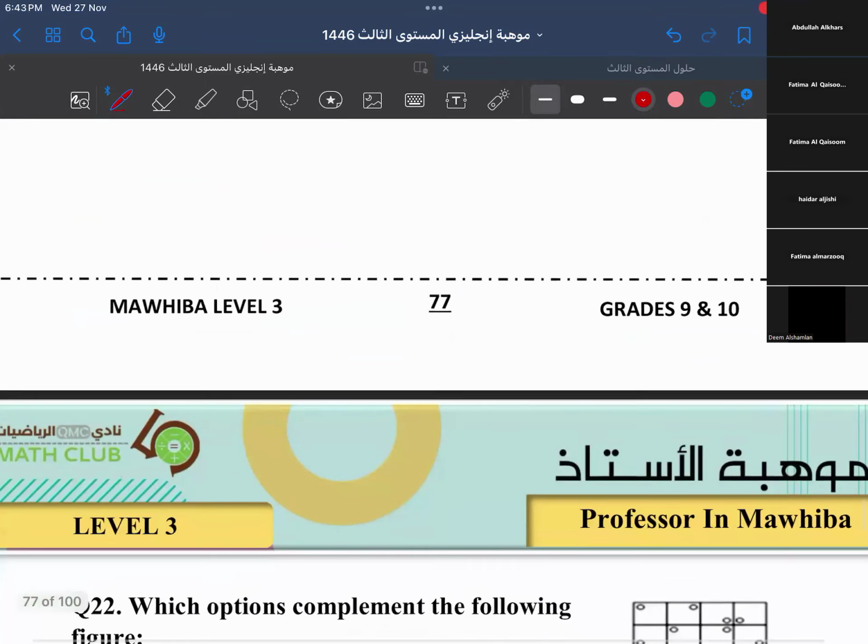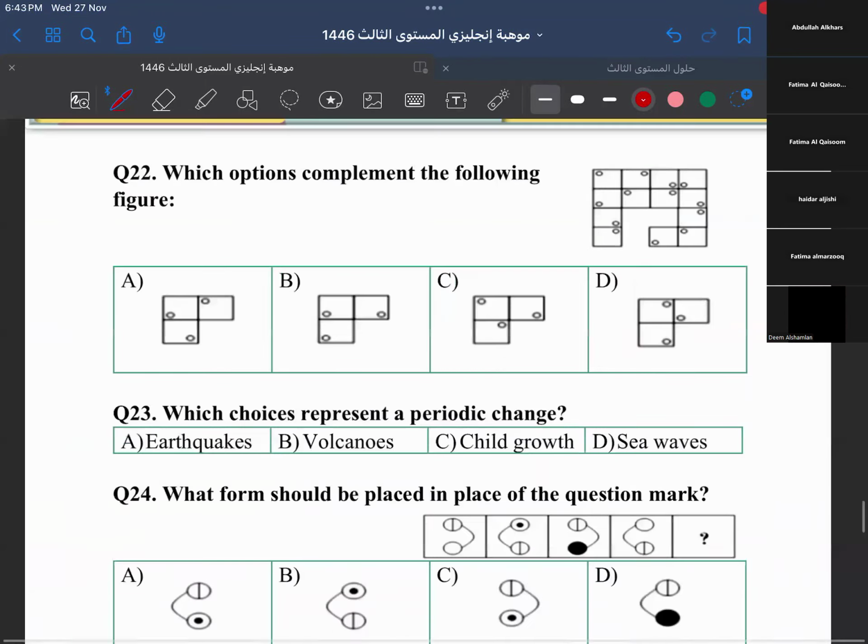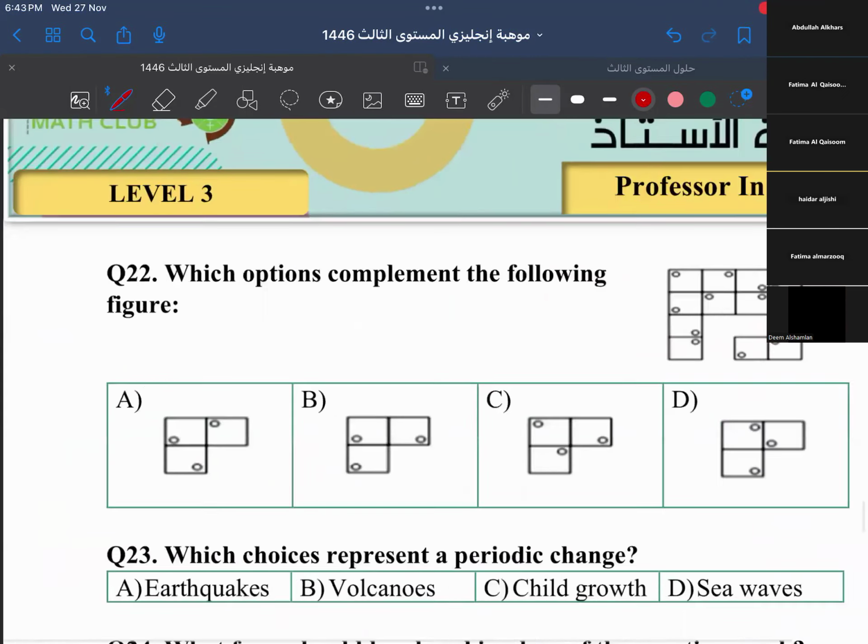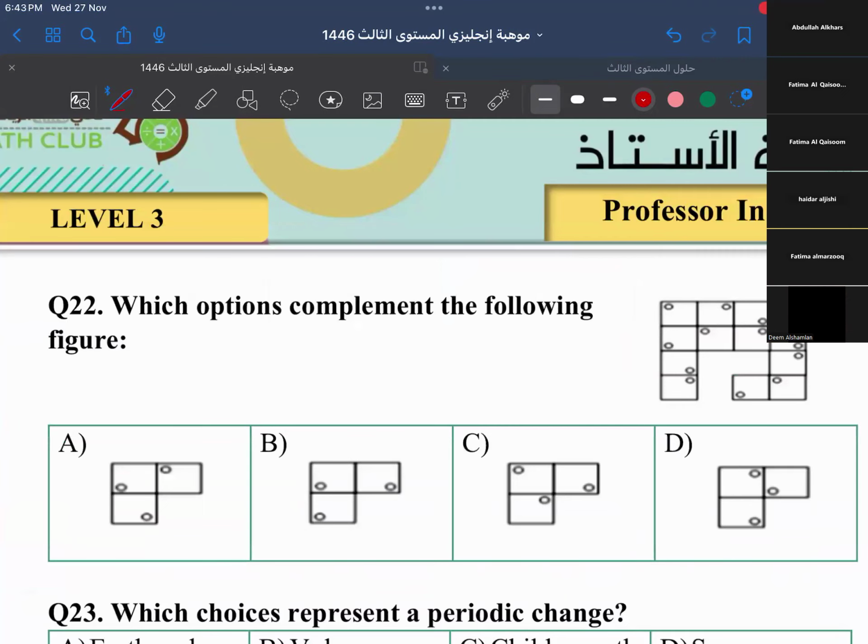Yalla, for the last page of the first test. Which option complements the following? Anyone has any guess? Yes, Haida. So if we look from left to right, I think they go clockwise. They go clockwise in the line. So it's going to be whatever fills in the blank. Let's see. I think it'll be A.